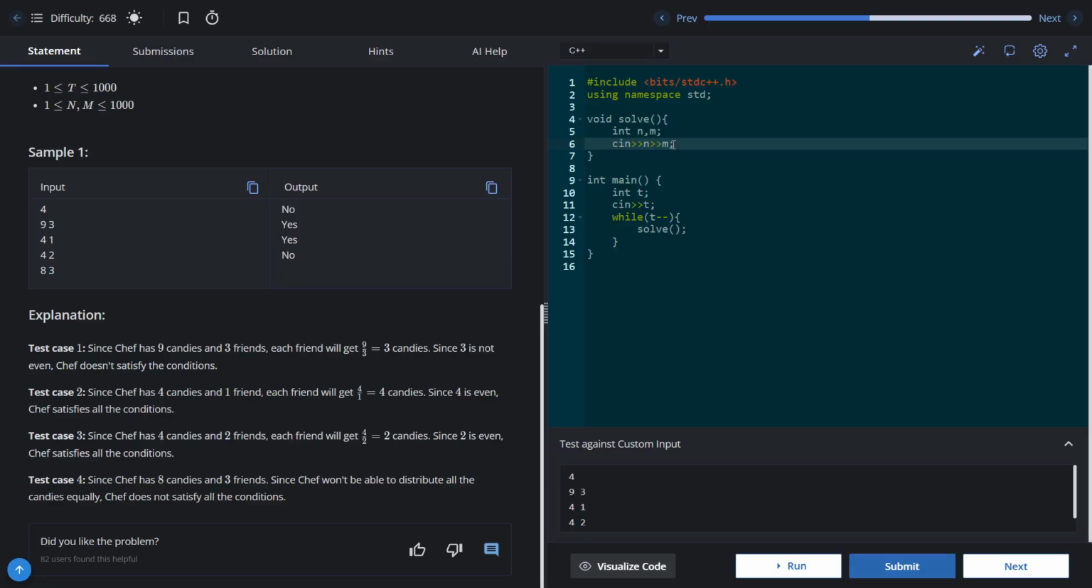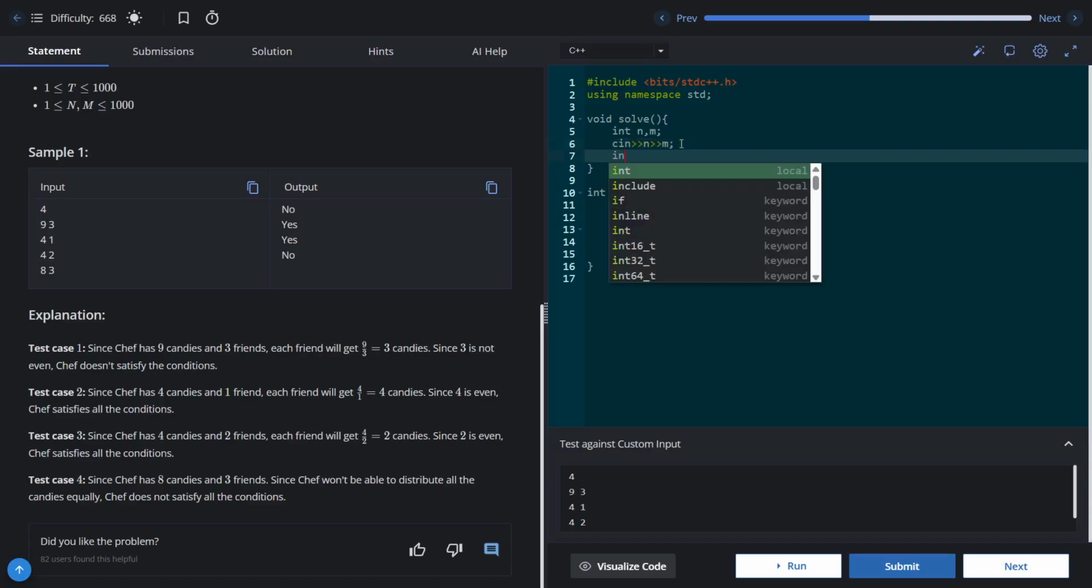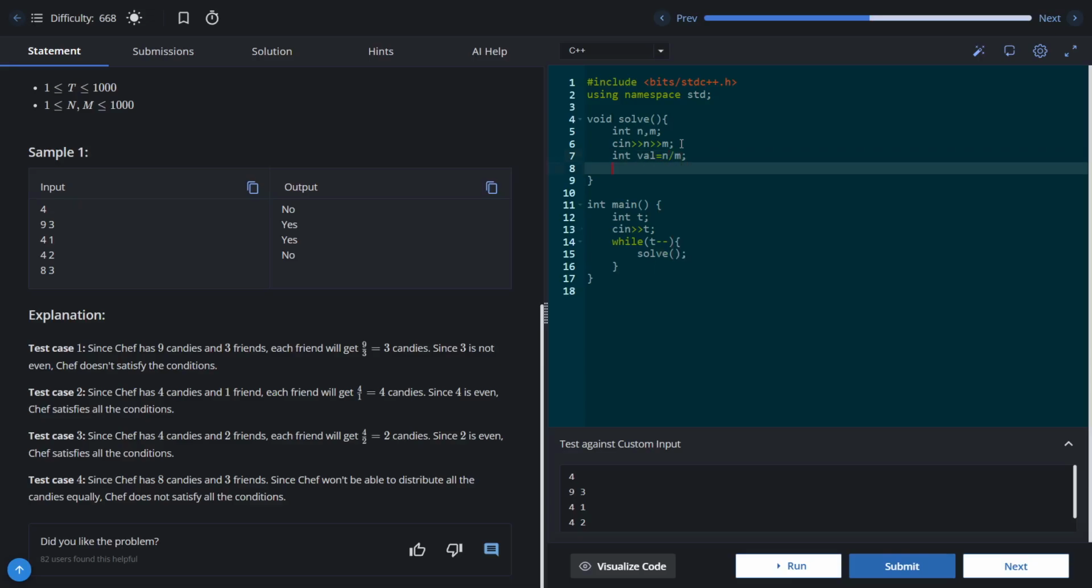So let's try to solve it. One thing we'll have to do is take how many candies we are distributing. We'll take int val, which will be equal to n divided by m. That is what we were doing, n by m. Then we'll have to check if val modulo 2 equals 0, which means this is an even distribution, and at the same time, not val modulo 2, but n modulo m, because we were checking n by m.